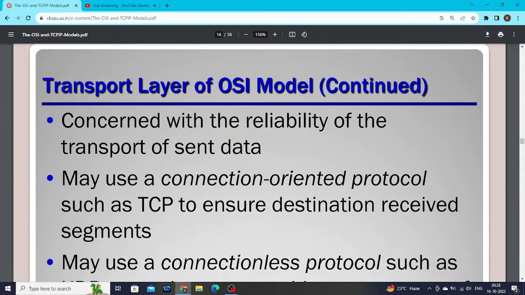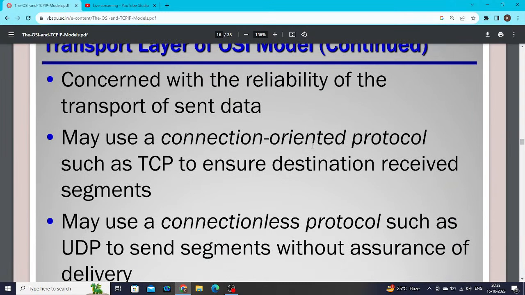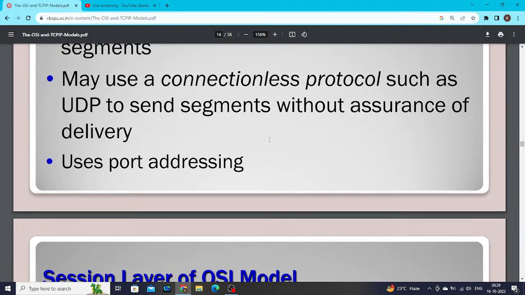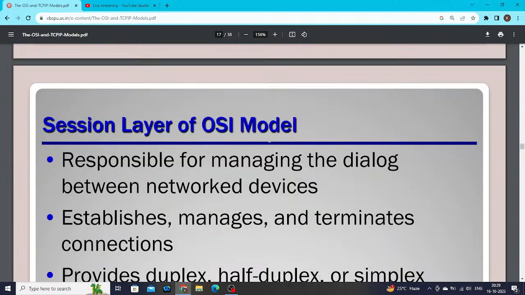The transport layer of the OSI model is concerned with the reliability of the transport of sent data. It may use connection-oriented protocols such as TCP to ensure the destination received the segment. It may use connectionless protocols such as UDP to send segments without assurance of delivery. So generally, for connection-oriented we use TCP, and for connectionless protocol we use UDP. Okay. It uses port addressing.